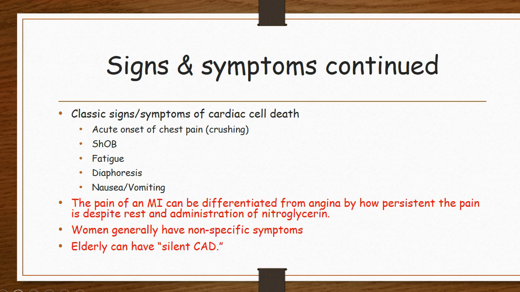The classic signs and symptoms of cardiac cell death. So these are symptoms of the cardiac cells dying: the crushing chest pain, shortness of breath, fatigue, diaphoresis, nausea, vomiting.